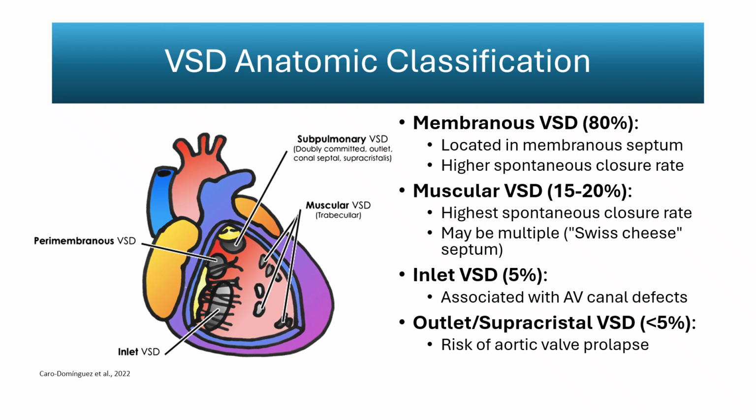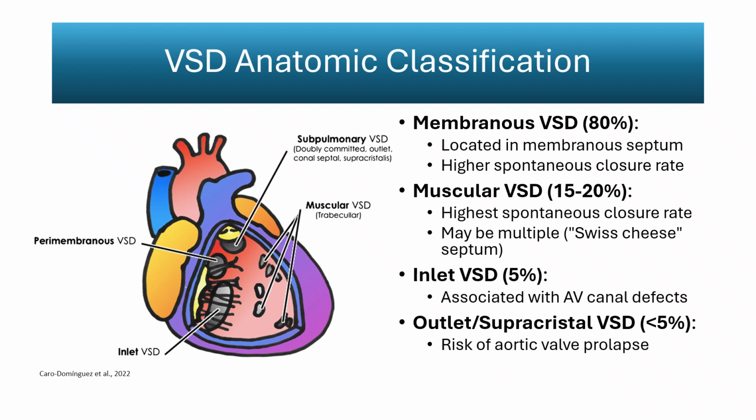These lesions have a relatively higher spontaneous closure rate compared with other types, especially during early childhood. Muscular defects make up 15 to 20% of cases. They can occur anywhere within the muscular septum, often presenting as multiple openings that create a so-called Swiss cheese appearance. Muscular defects carry the highest likelihood of spontaneous closure, which often occurs in infancy.